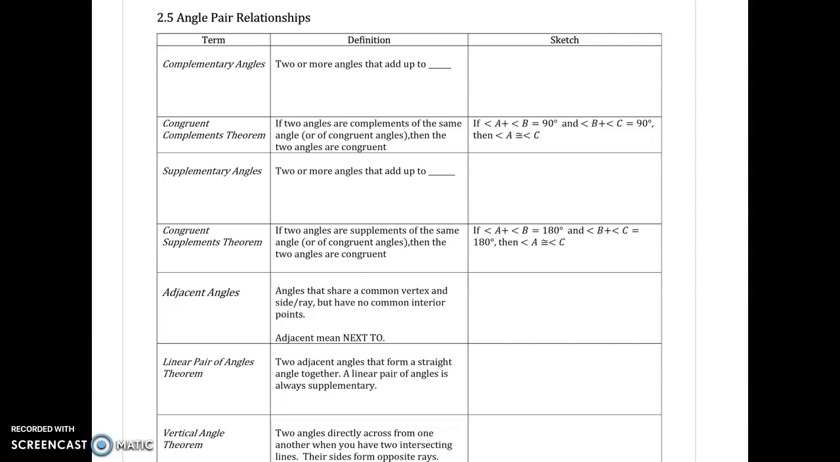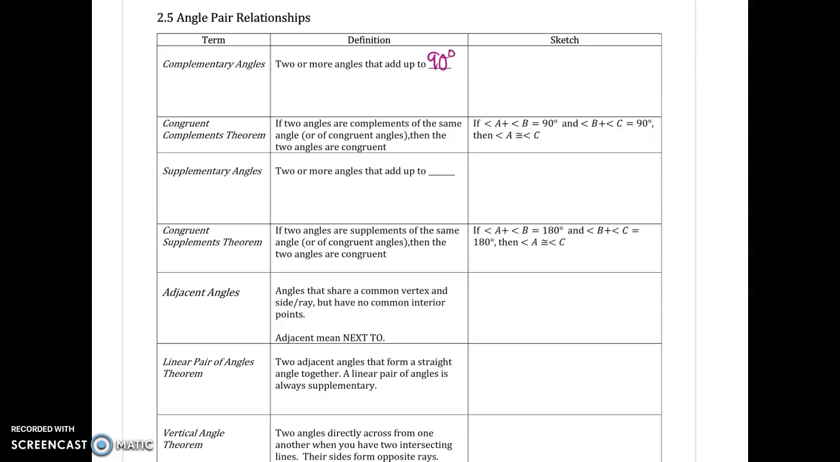So another big basic in geometry is when we look at angles, all the relationships that go on with angles. Our first thing that we're going to talk about are complementary angles. So there's complementary and there's supplementary. And complementary angles are angles that add up to 90 degrees.